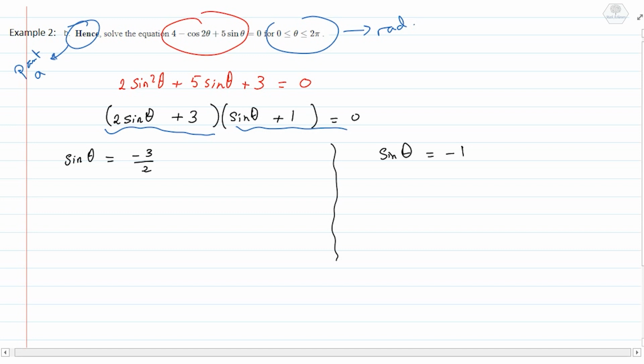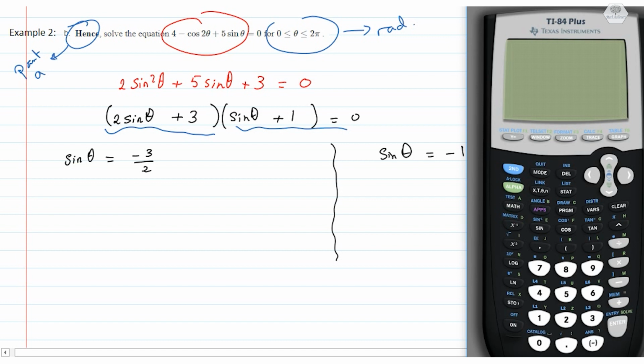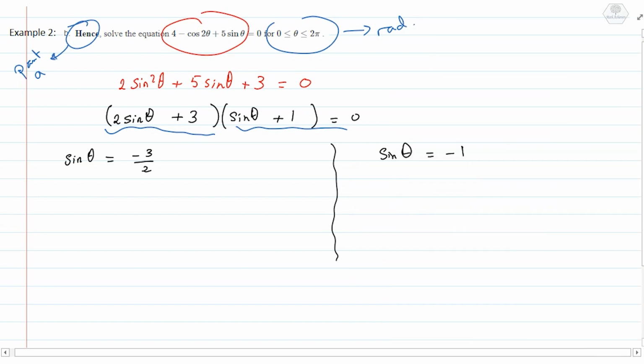If I check my GDC, I go to shift, sine inverse, and enter sine inverse of minus 3 over 2. I'll have an error. I won't get a value. This is an error because there is no sine of less than minus 1. So simply here I have no solution.